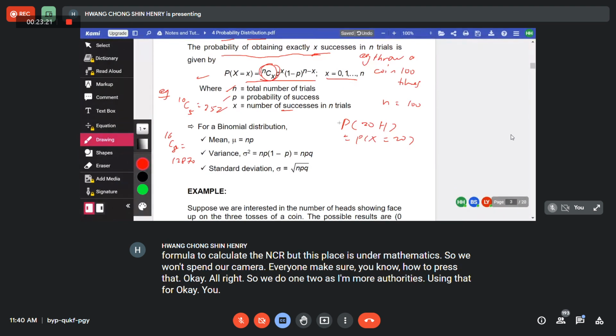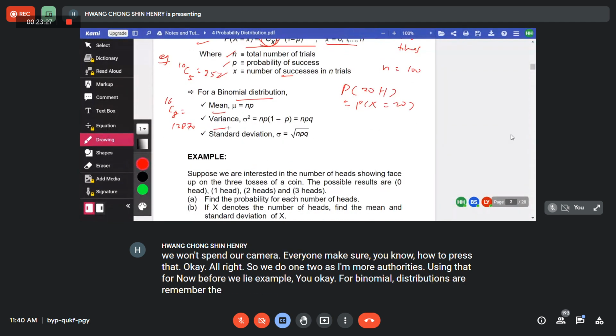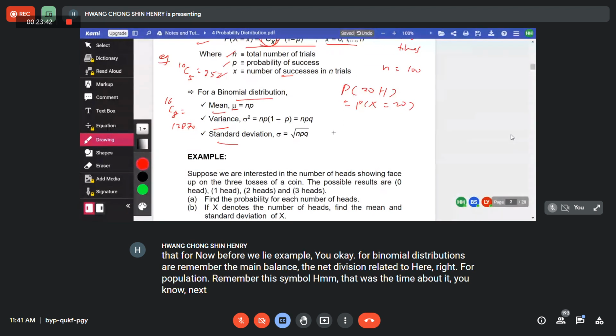Okay, now before we do the formula and example, for binomial distributions, remember the mean, variance, standard deviation we learned in chapter 2A, right? Mean for population. Remember this symbol? Chapter 2A, we have group data and raw data, right? Remember next week is your quiz. So do your revision.